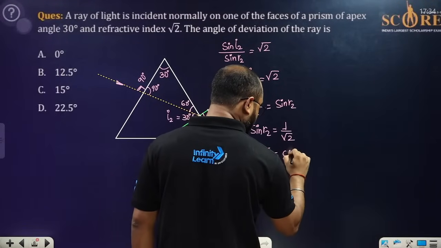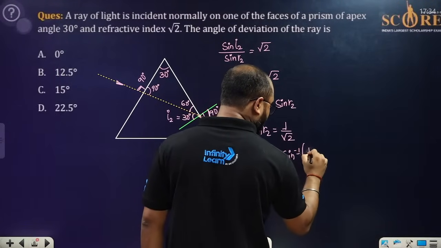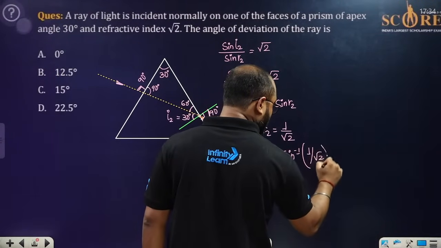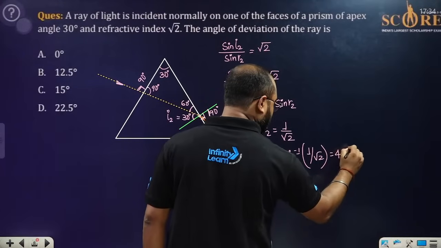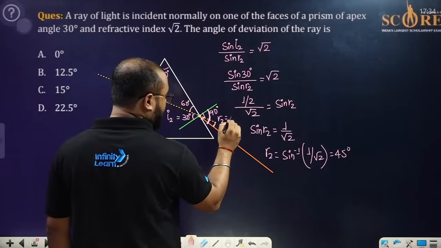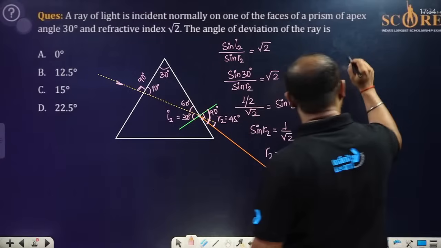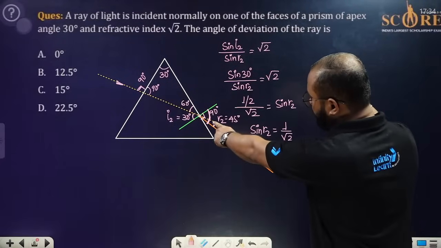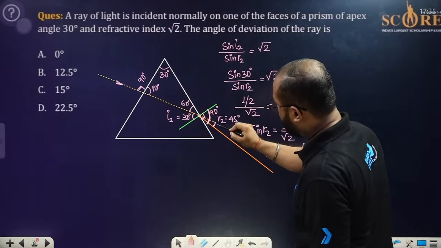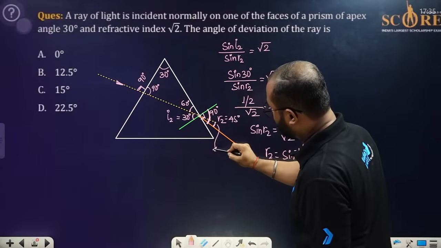The R2 will be equal to sine inverse 1 by √2, which is coming out to be 45 degree. That means this R2 is coming out to be 45 degree. So we have to find out the difference of this. The difference is very simple. We have to find out this particular angle. That is the angle of deviation that we have to find.